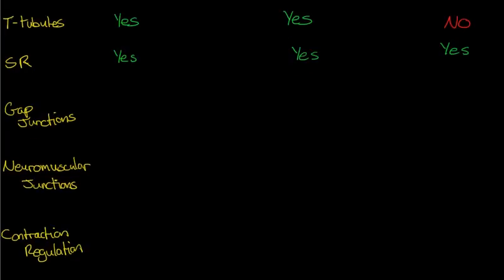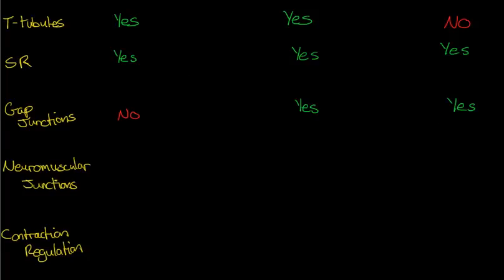And some are more complex than others, but gap junctions, remember we talked about this in the first lecture, which is a form of cell-to-cell communication where ions can move between adjacent cells. You aren't going to see gap junctions in skeletal muscle tissue, but you will see them in cardiac muscle tissue as well as smooth muscle tissue. So gap junctions are going to be present in both cardiac muscle tissue and smooth muscle tissue.